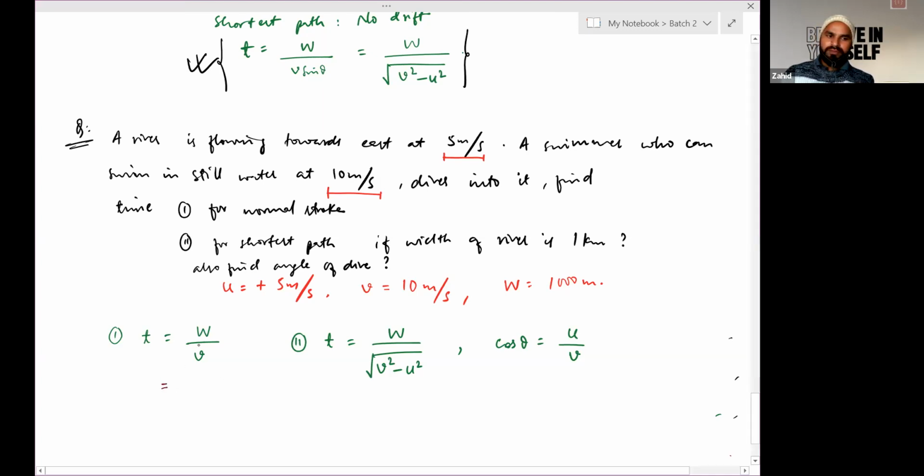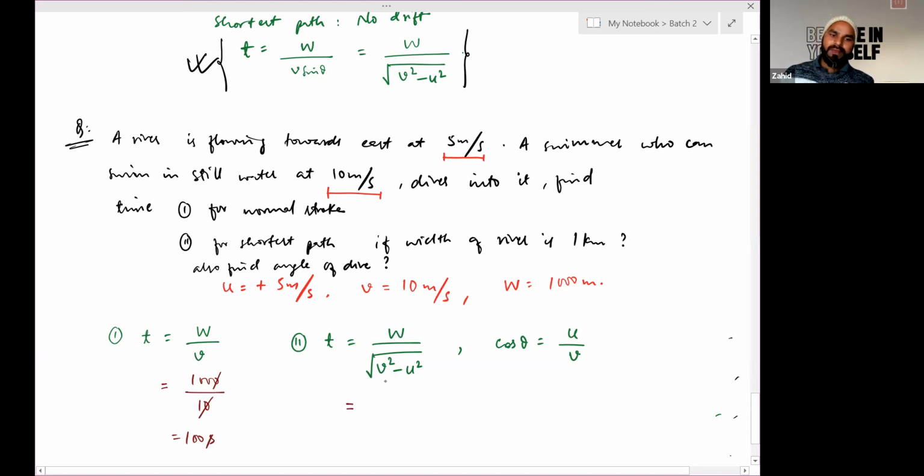If you put all the values in this first part, we have width of river as 1000, divided by velocity of swimmer, which is 10. So this 0 and this 0 will cancel out. So you will get 100 seconds for normal stroke.